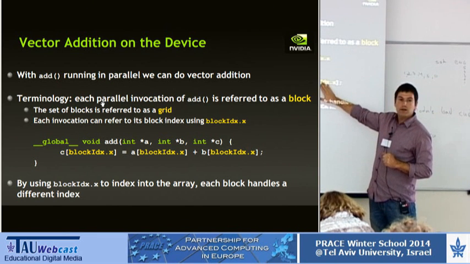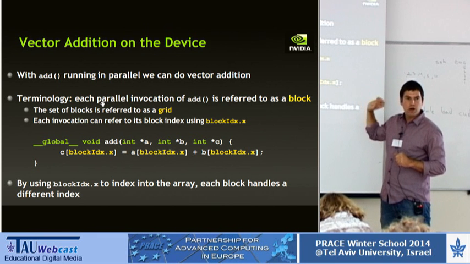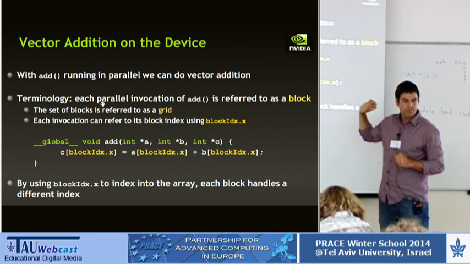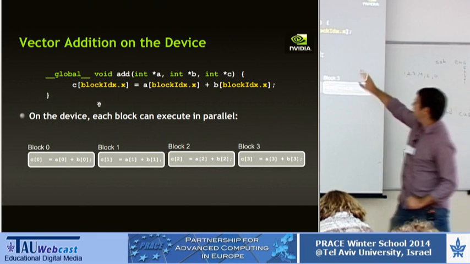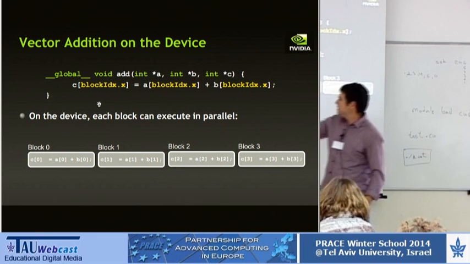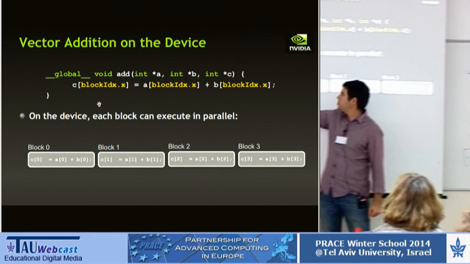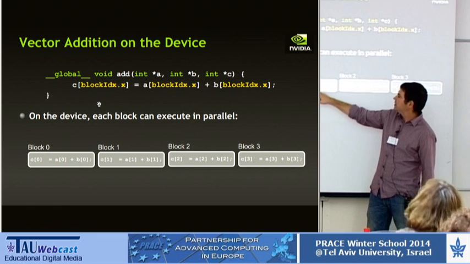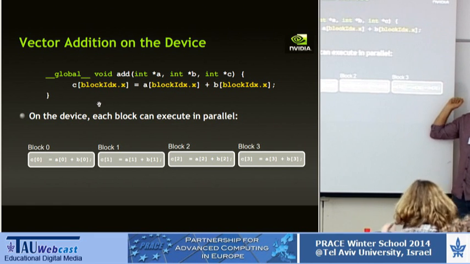So this is the kernel we are going to run now, and it's going to take obviously some modifications on the host side as well. So this is the kernel. This is what block 0 is going to do. It's going to add the first two integers. Block 1 is going to add index 1. Block 2 is going to add index 2, etc., etc., etc.